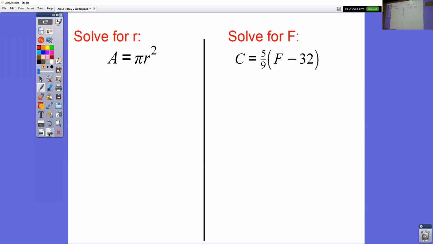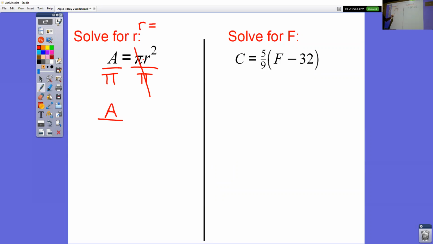So take a look at the next one. A equals pi r squared. Now in this one, we're solving for the r. So we want to try and get that r all by itself. In order to do that, we need to get rid of the pi. So divide by pi, divide by pi.